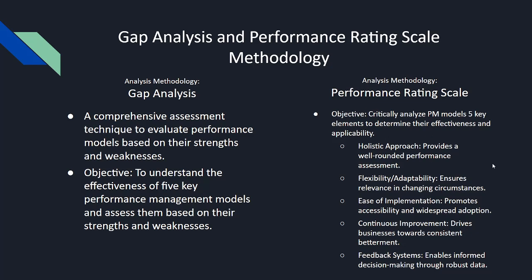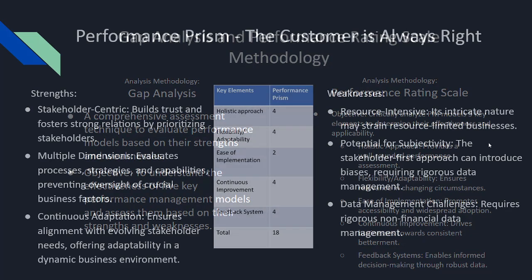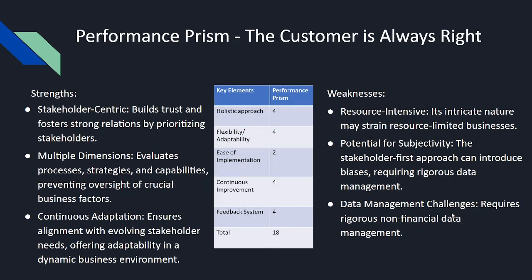And so those are our 5 key elements for our rating scale, and it is using a 1 to 5 rating scale, one being the lowest or bad, 5 being the best or good. So we have the performance prism. As you see on our left, we'll have our strengths. On our right, we have our weaknesses. And in the middle, we have our performance rating scale. This is the design for the next couple slides for each of our models.